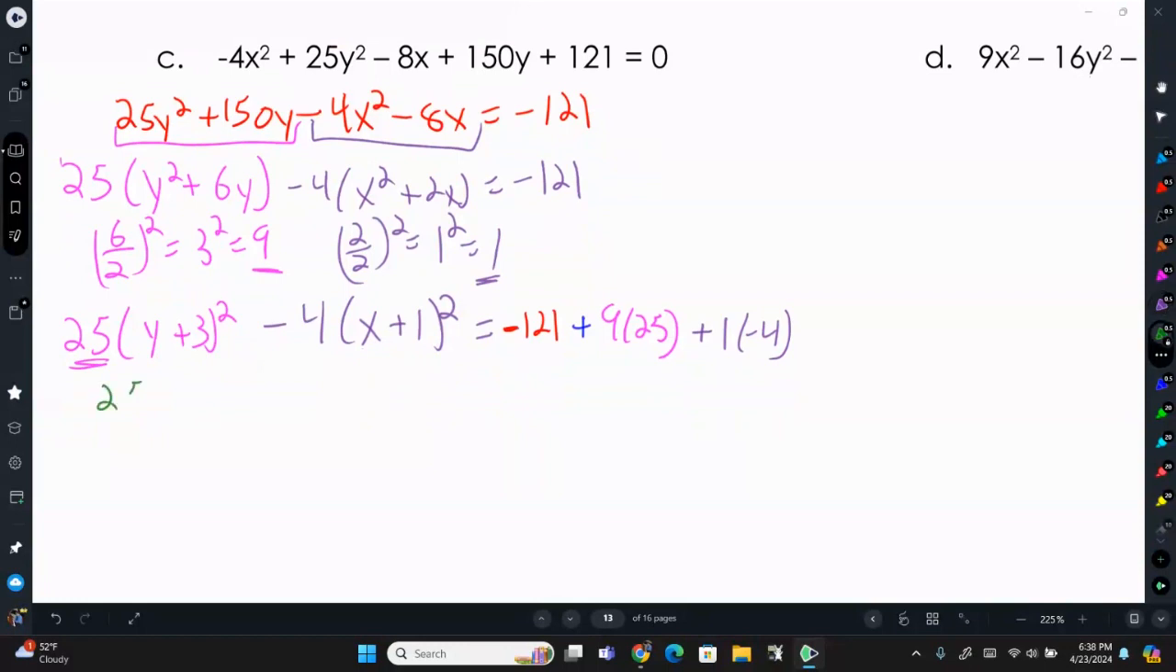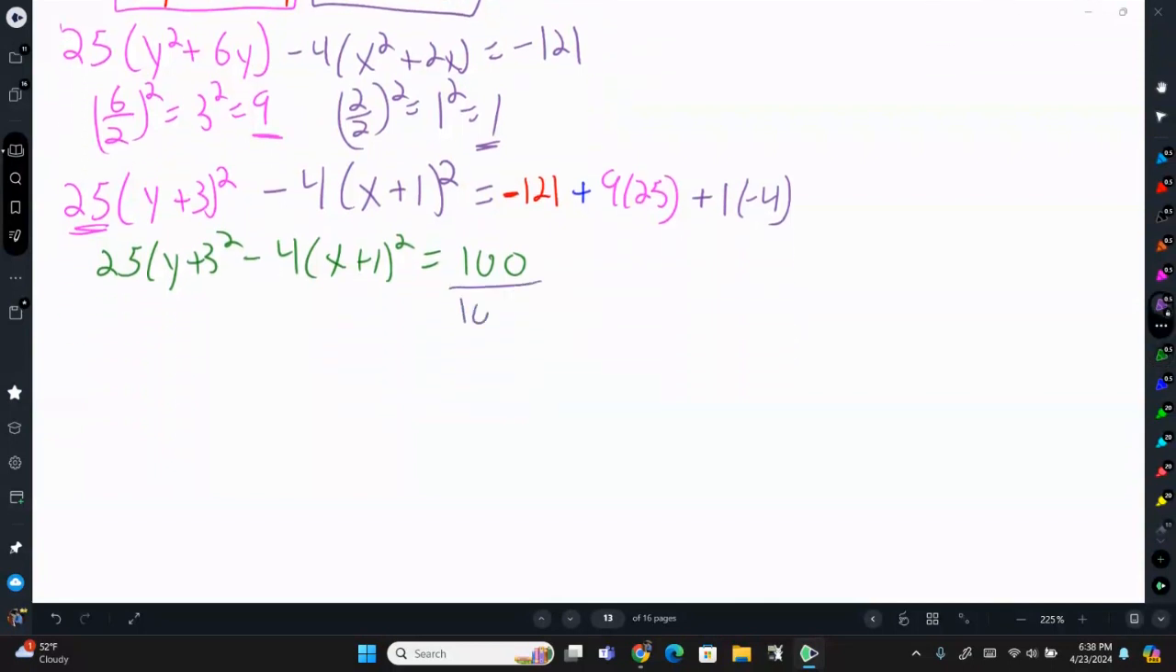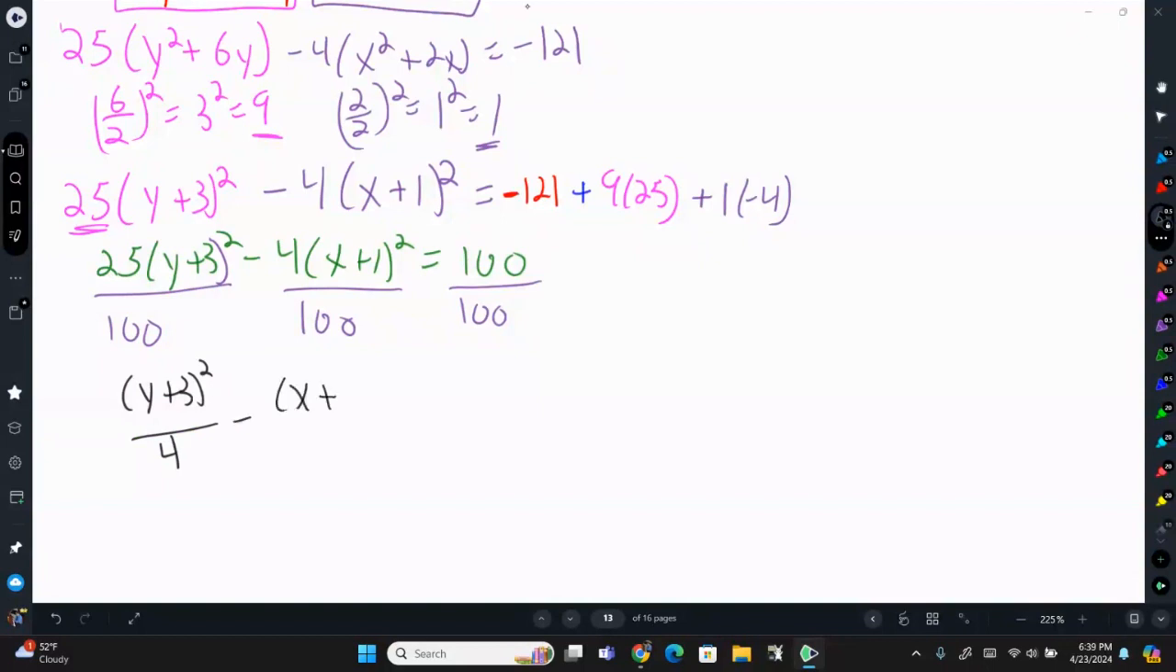So we get 25 times y plus 3 squared minus 4 times x plus 1 squared equals, well, if I type that all into my calculator, I'm going to get 100. Divide both sides by 100. And that leaves us with 25 over 100, which is 1/4. So y plus 3 squared over 4 minus x plus 1 squared over 4 over 100 is 1 over 25, and that equals 1.